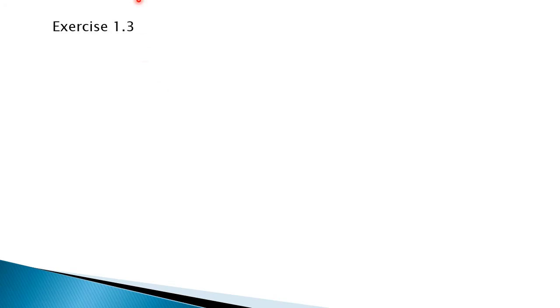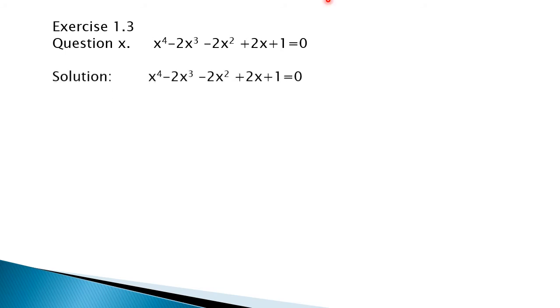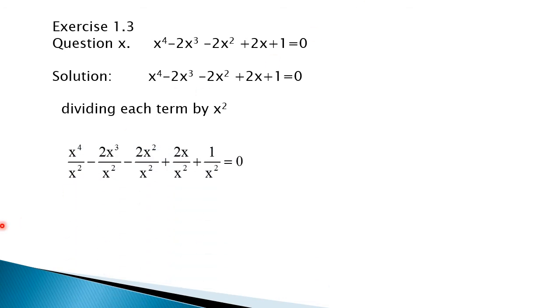Now students, we will discuss question number 10 of exercise 1.3, that is x⁴ - 2x³ - 2x² + 2x + 1 = 0. This is an example of a reciprocal equation. For solving these equations, students, the first step is that we will divide each term of this equation by x². After dividing each term by x², the equation can be written in this form. And when we further simplify and do the cancelling, our equation becomes x² - 2x - 2 + 2/x + 1/x² = 0.